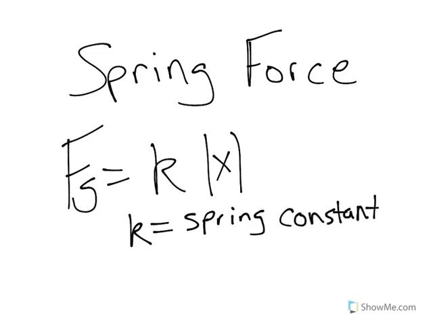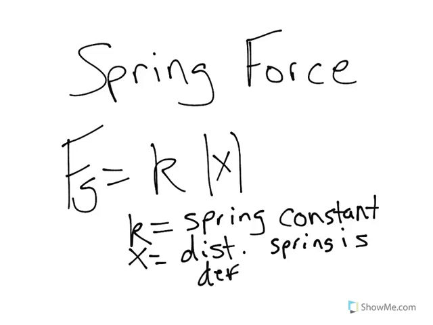And so most of the time they give this to you. If not, it may be something you have to find. x is the distance the spring is deformed. So let me give you a little bit of help on k. It should be either given or you're going to have to find it. So let's figure out what x is exactly.